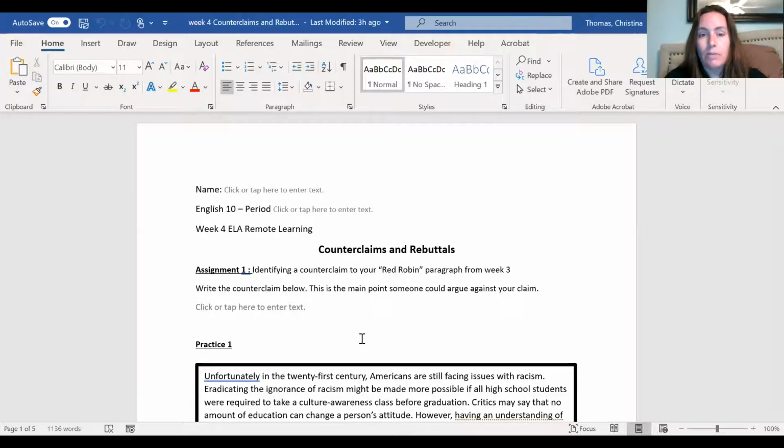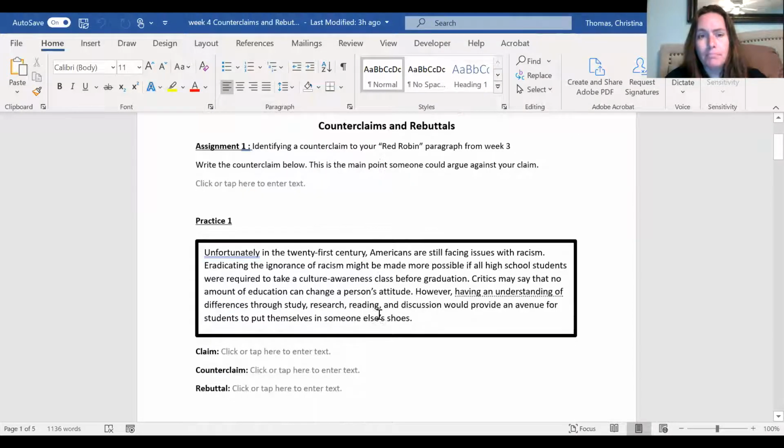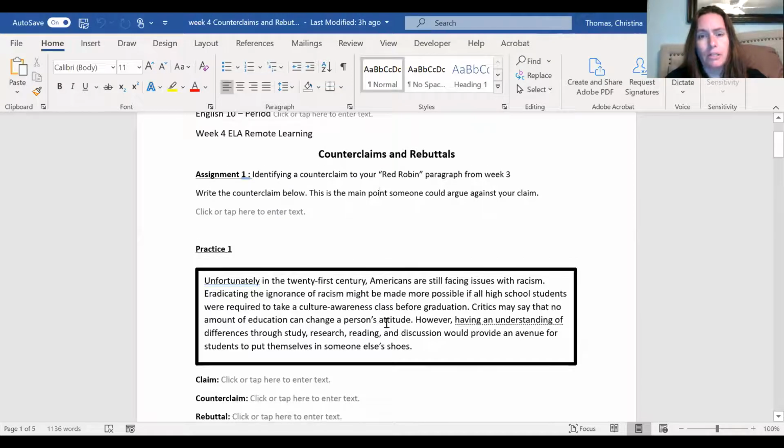So this week we're going over counterclaims and rebuttals. I will go in detail on the PowerPoint, but I just want to show you the document first. Mine's a little bit different than some of the other teachers, but the same information is there. So we have assignment 1 is looking back at the Red Robin paragraph from last week. If you did not do last week's assignment with that paragraph that you shared online, then you're probably going to have to type an explanation for that or go back and do it.